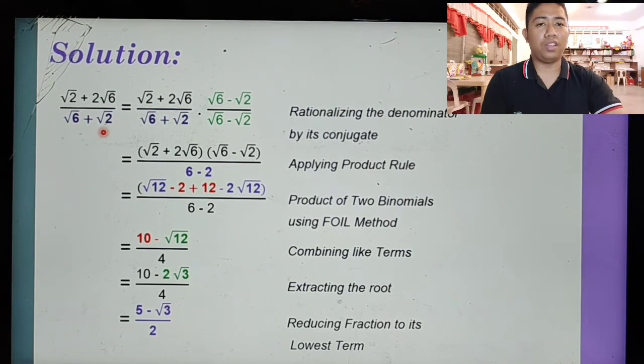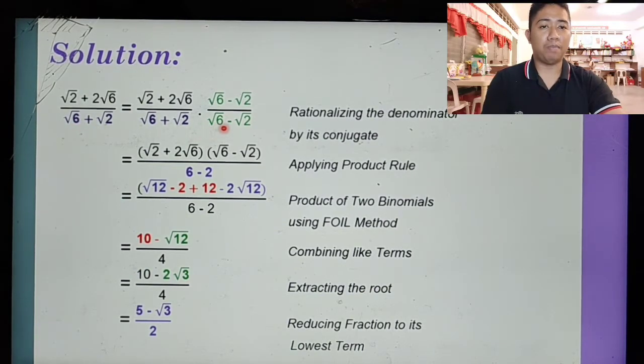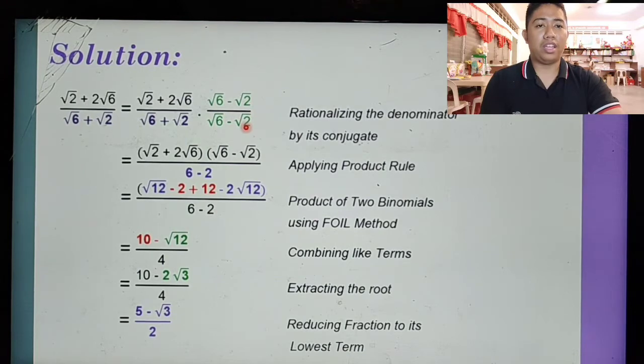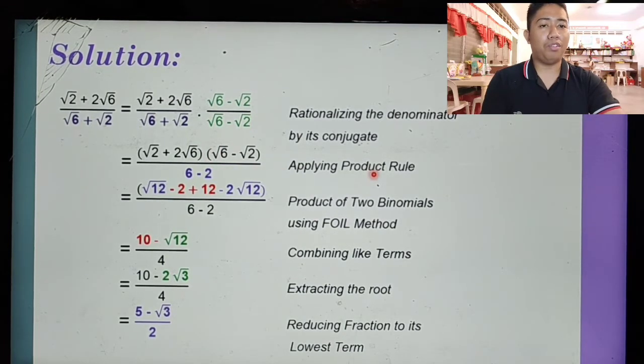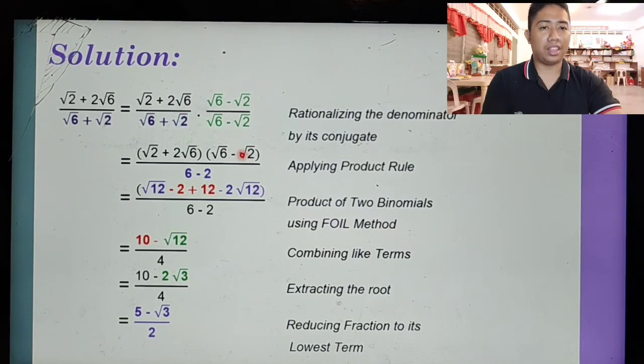So we get the conjugate of the given denominator, square root of 6 plus square root of 2. The conjugate is square root of 6 minus square root of 2. By multiplying both the numerator and denominator, this is equivalent to 1. Okay, the next step is to apply the product rule. So we have square root of 2 plus 2 square root of 6 times square root of 6 minus square root of 2.